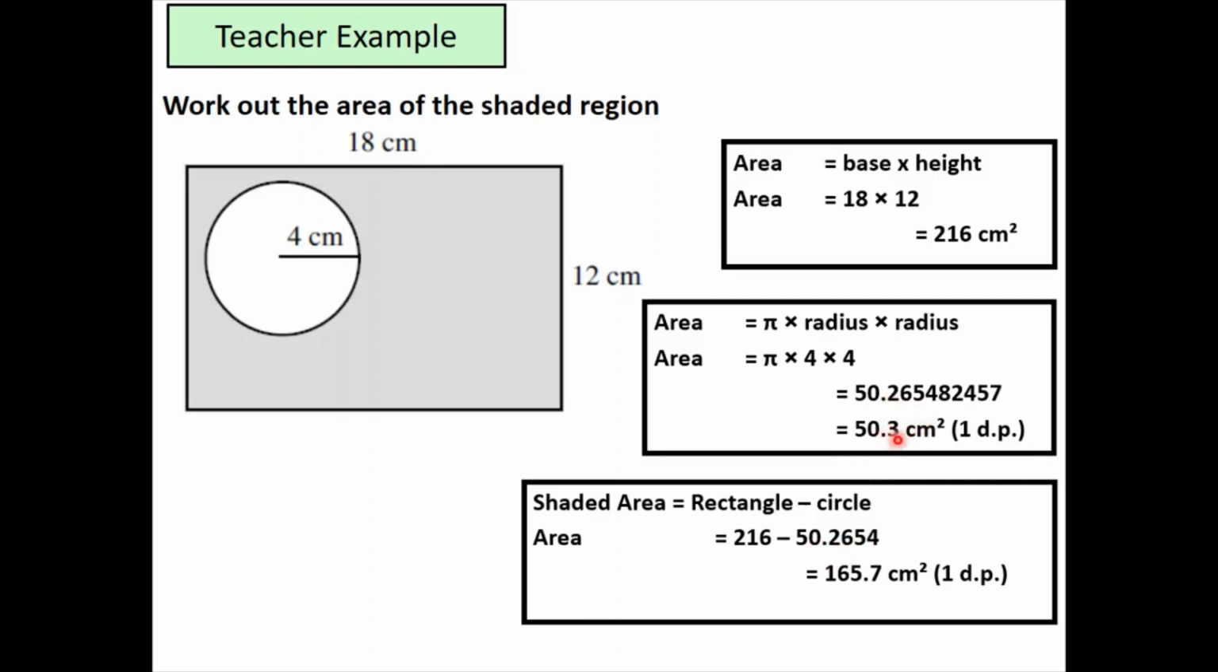Yes, I've rounded it to 50.3 there, but because that's not my final answer, you don't use your rounded version in your working out. What you've got to do is subtract the unrounded version. So you subtract the accurate version with all of the numbers. So 260 take away 50.2654. If I were you, just get used to using the answer button on the calculator.